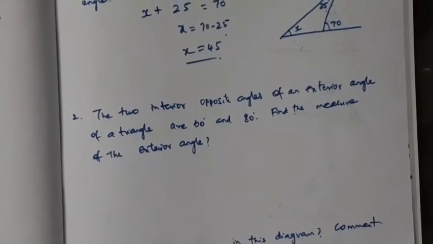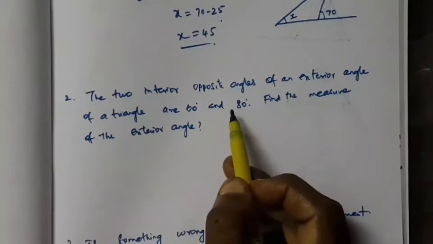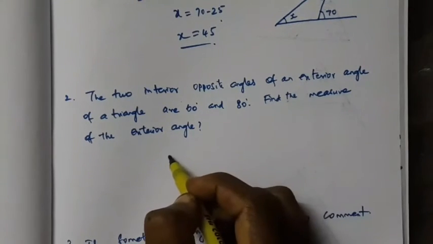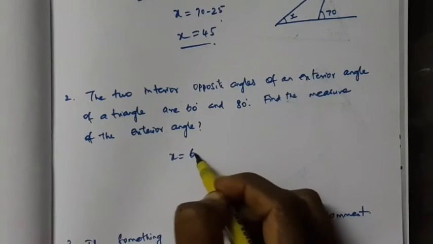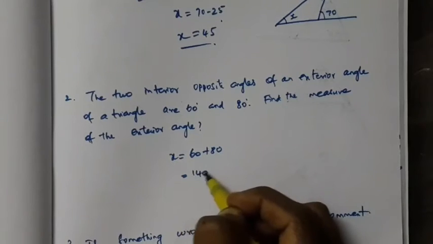The two interior opposite angles of an exterior angle of a triangle are 60 and 80. So what is the exterior angle? Suppose the exterior angle is x. x is 60 plus 80, so that is equal to 140.